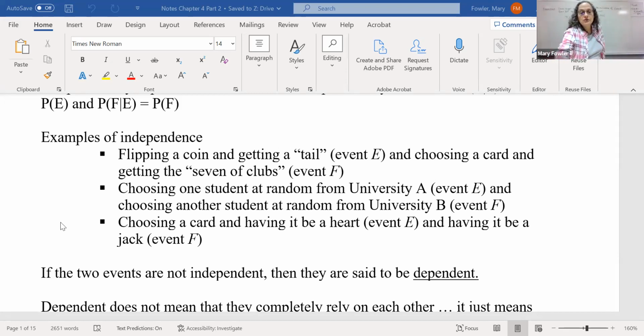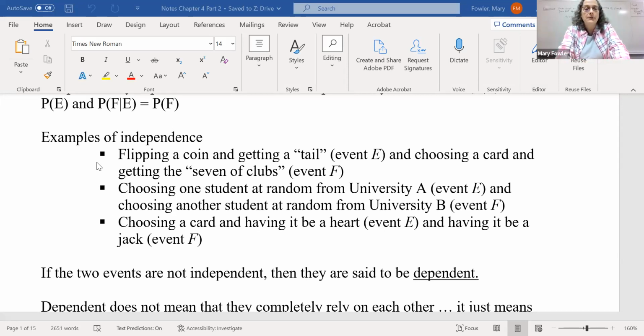So also, choosing one student at random from University A, let's call that event E, and choosing another student at random from University B. If it's two separate universities, two separate random samplings that are not connected in any way, then those would be independent events. And choosing a card and having it be a heart, event E, and having it be a jack, event F. That one's a little more, we'll look into it because it's not as obvious.